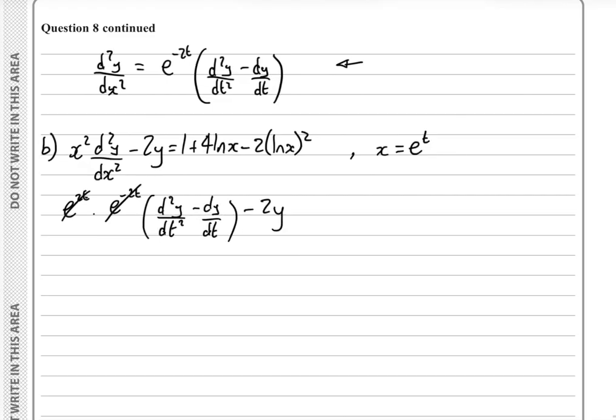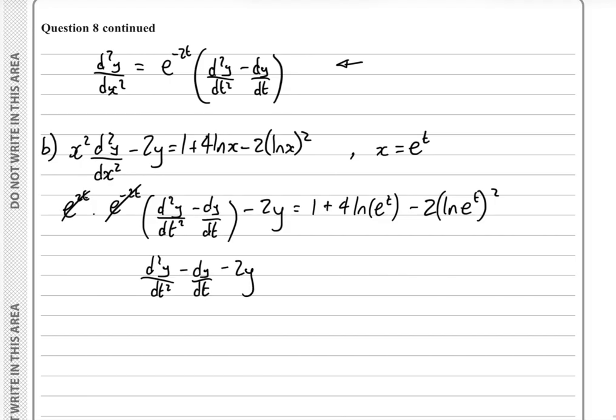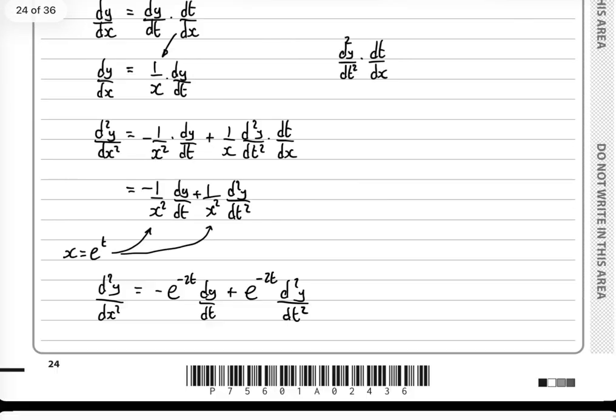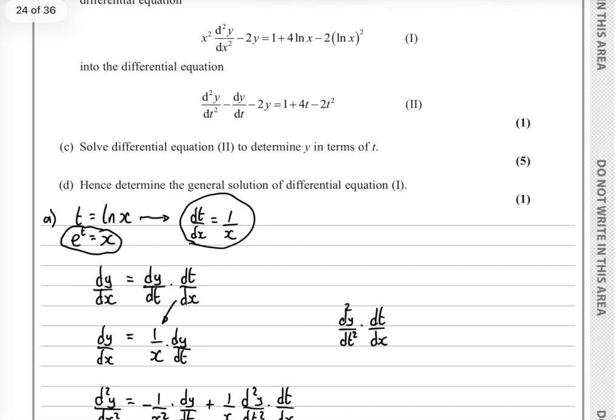That y is okay, we need y's in the equation, I don't need to do anything with that. For log of x, which is e to the t, so that log and e will cancel, minus 2 lots of log e to the t all squared. So there's nothing going on over here, this is all okay now. We've got the 1 and the minus 1 that we needed. Over here we've got 1 plus 4t minus 2t squared. And hopefully that matches 4t minus 2t squared, yes.